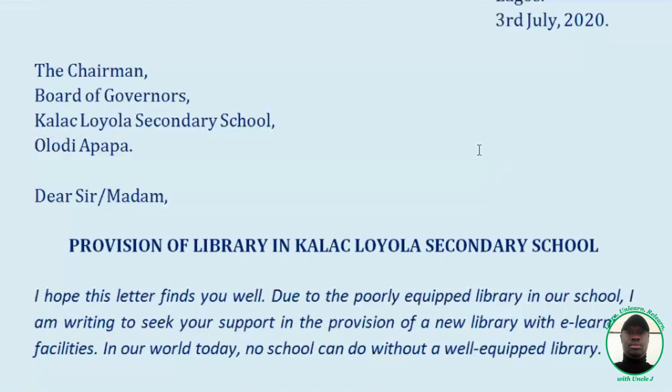In the first paragraph, there is no need for pleasantries. Just state in the first paragraph why you are writing the letter. Why you're writing the letter has already been captured in the title here. But in the first paragraph, you start explaining why you're writing the letter.